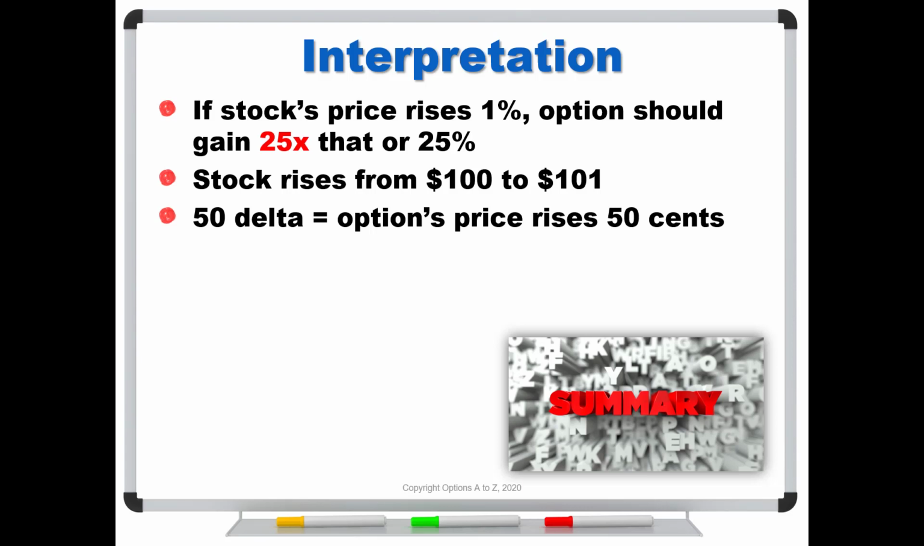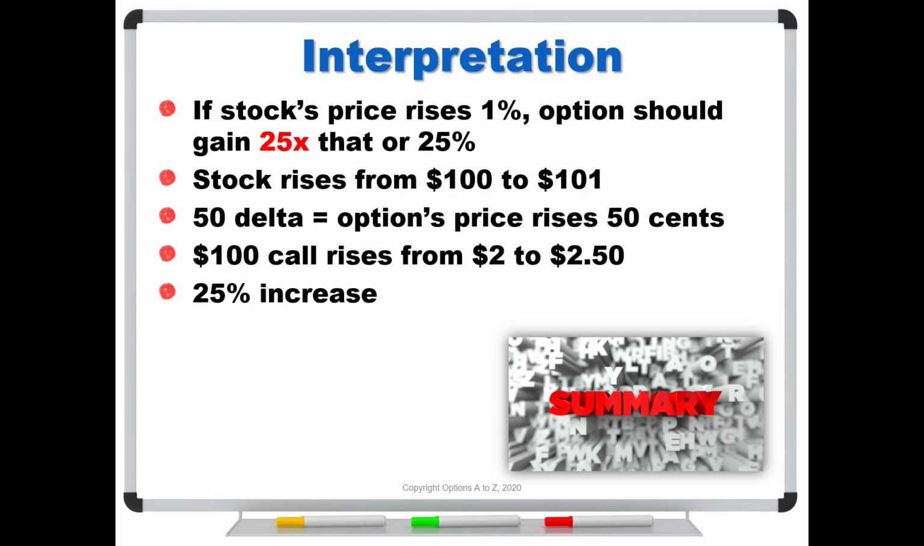You have a 50 delta. So the option's price is only going to rise 50 cents. And that means your $100 call rises from 2 to 2.50, which is in fact a 25% increase.